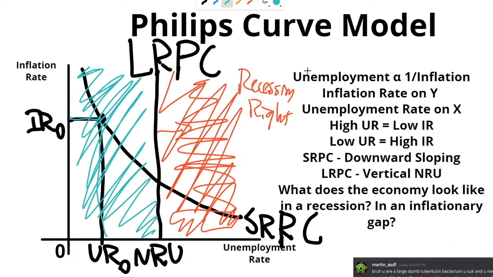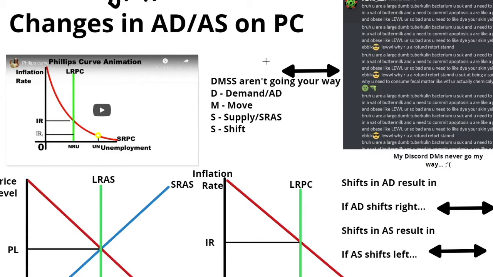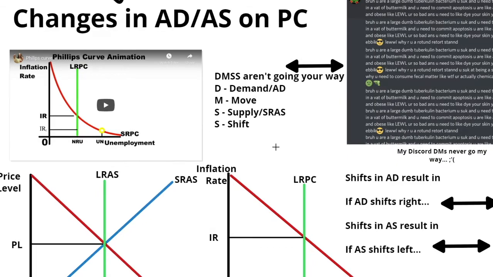So now let's go into the more trickier part, which is changes in aggregate demand or aggregate supply on the Phillips curve. And so I've developed a sort of mnemonic acronym for this, which is DMs aren't going your way, and note the two double S's. Let's debunk DMSS first. So D stands for demand / aggregate demand, while M stands for move. The first S stands for supply / SRAS, and the last S stands for shift, which means that changes in aggregate demand invokes movements along the Phillips curve, while changes in aggregate supply leads to shifts in the short-run Phillips curve.